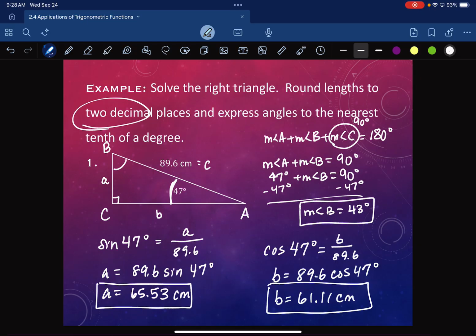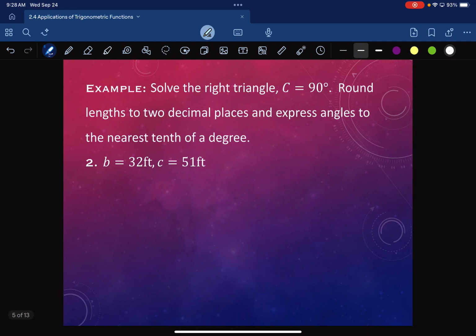Okay? What's different about this one? I know it's not drawn in, but can you see just from the information given what's different about this particular one? You're given 2 legs, right? There's no angles given on this one. Y'all with me?